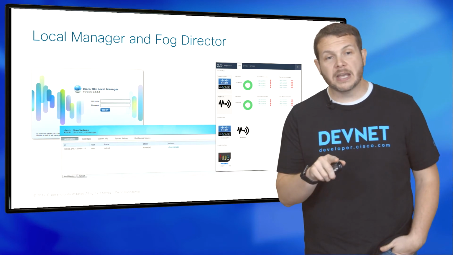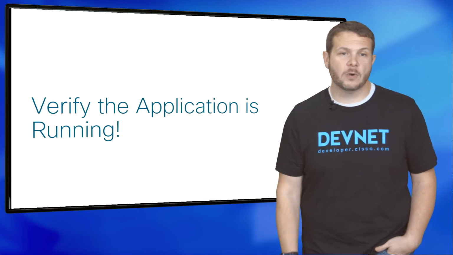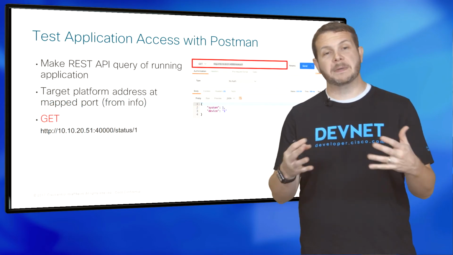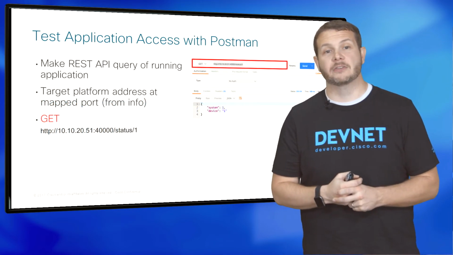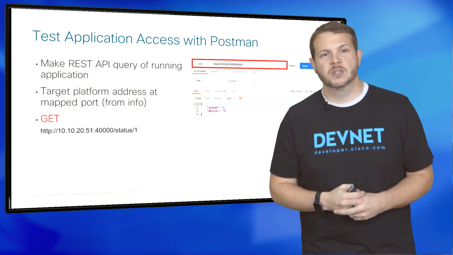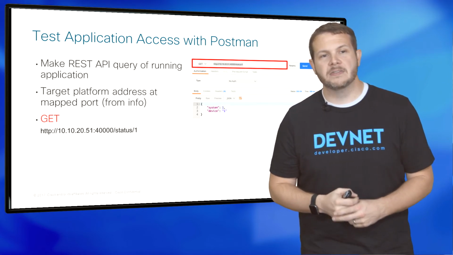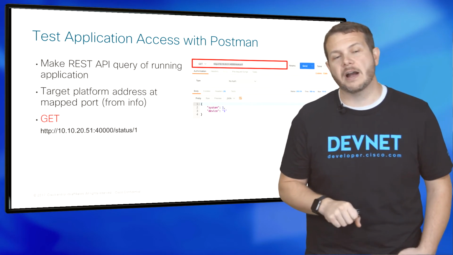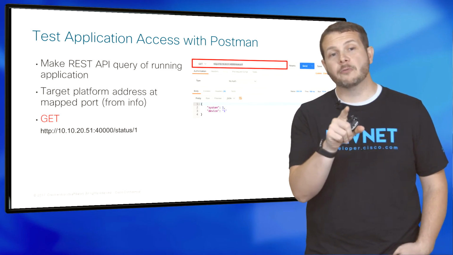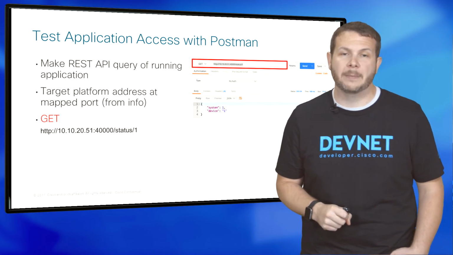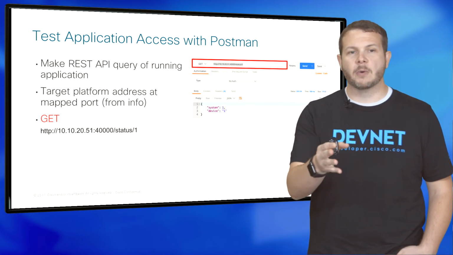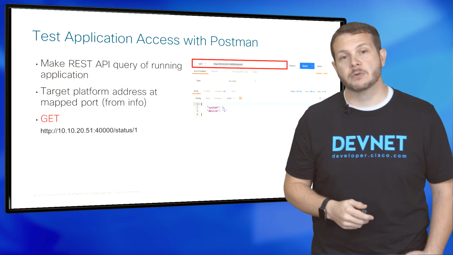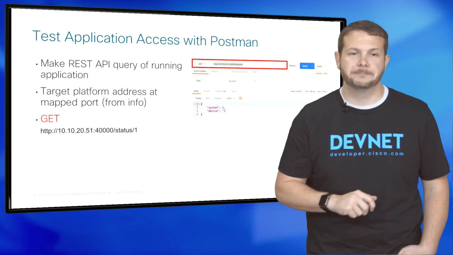Now with the application started, we can actually verify that it's running inside of this demonstration. And we'll do that using Postman, the same API client we've used across a lot of the other lessons inside of this course. So we'll make our REST API query. In this case, we're going to make a GET request, and we will get to the IP address of our IOX device and then port 40,000 as we saw in the output from application info. We'll make our request for status and then device 1, and we get back our basic output that comes through as we saw in the code from Python.